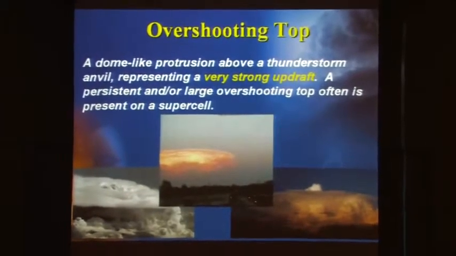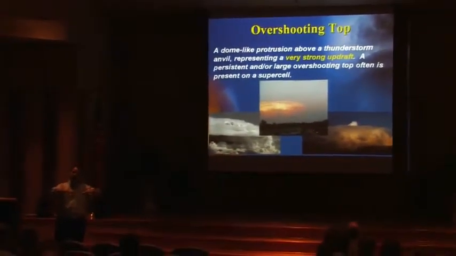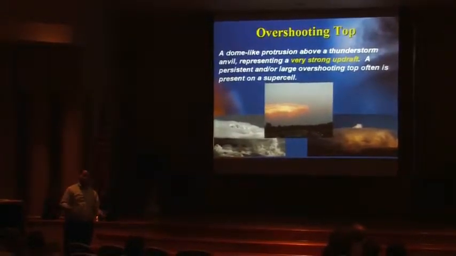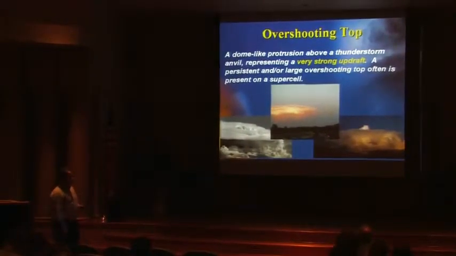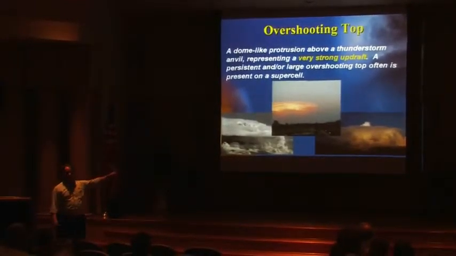This air has so much momentum moving upward so quickly, it can't stop where it's supposed to. It goes above and beyond that. And again, it's simply an indication of a storm that has a very strong updraft, one that likely may be a severe weather producer.